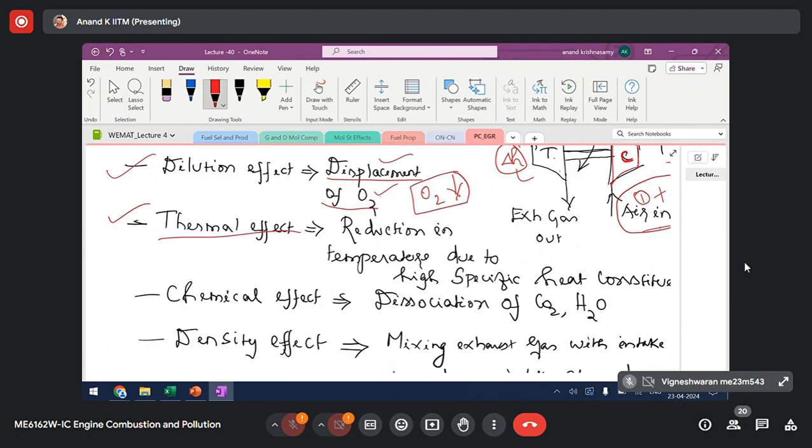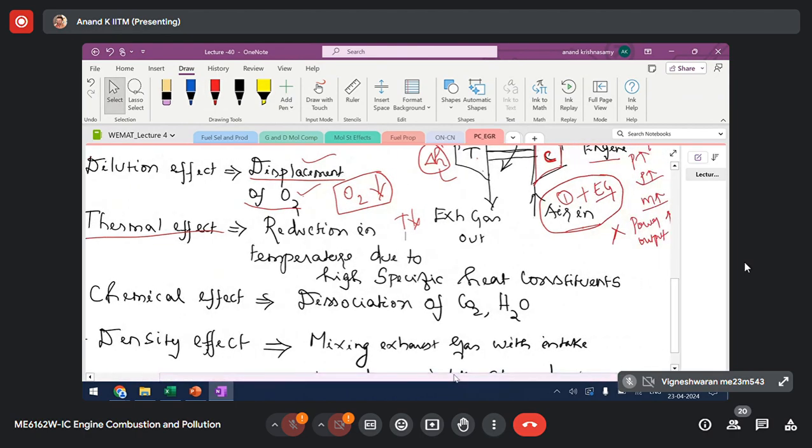The second effect is the thermal effect. The thermal effect is about reducing temperature. Why is temperature reduced? Because the exhaust gas is nothing but the products of combustion. We have already done a thermodynamic analysis. If you recollect, what are the major products of combustion? The major products of combustion are CO2, H2O, N2. All these are inert species, especially CO2 and H2O, which are triatomic gases. These triatomic gases have very high specific heat. The problem with a high specific heat component in the combustion system is that they will act as a heat sink.